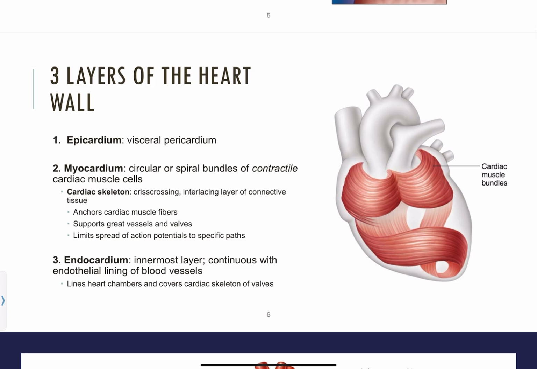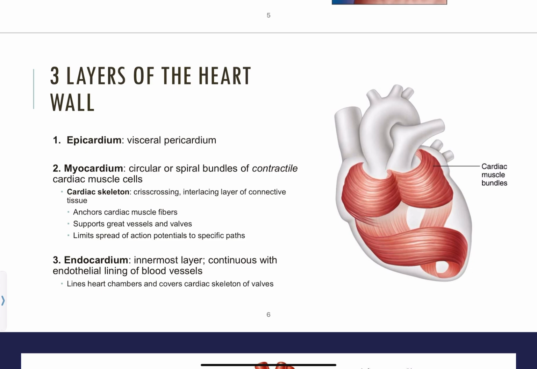And the heart wall is going to be composed of 3 distinct layers. The outermost layer is the epicardium, which is also referred to as the visceral layer of the serous pericardium. Beneath it lies the myocardium, myo meaning muscle. It's made up of spiral or circular bundles of contractile cardiac muscle cells.